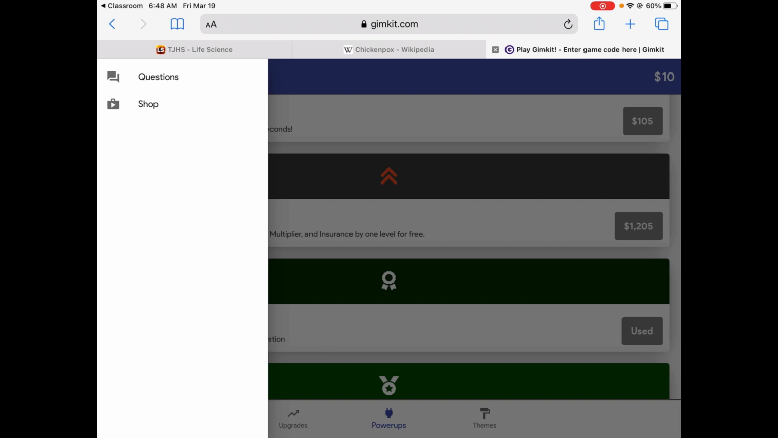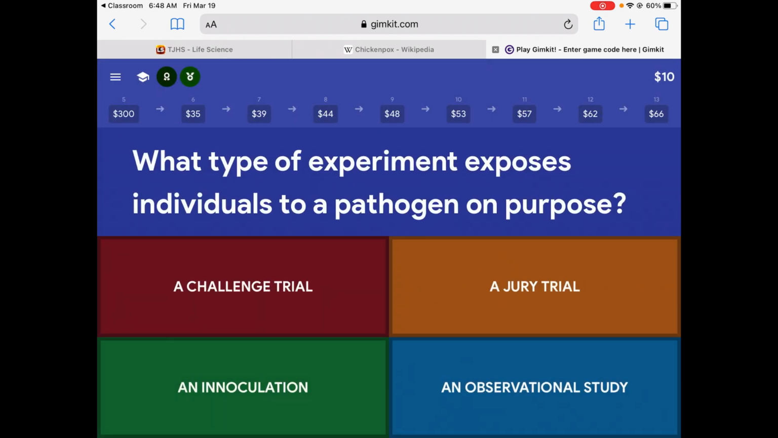then we go up to questions. And you only want to do this when you know the answer. What type of an experiment exposes individuals to a pathogen on purpose? Normally I'd get $8 on this question.